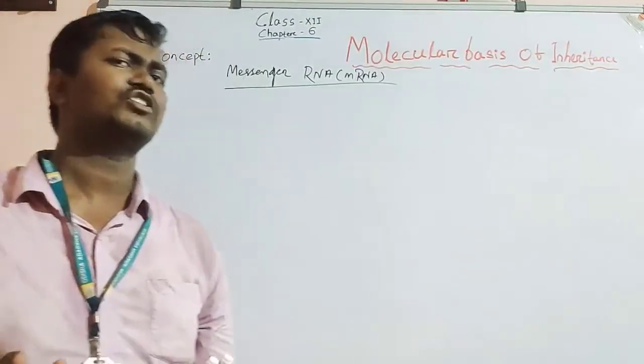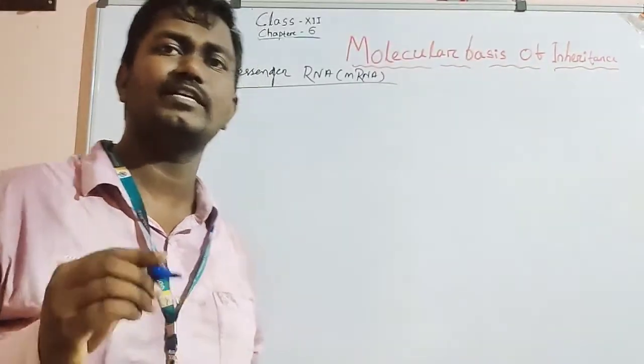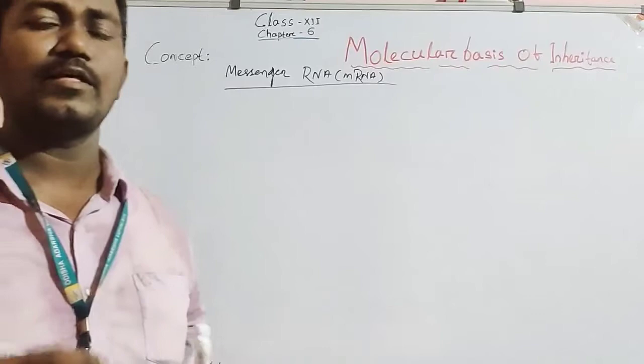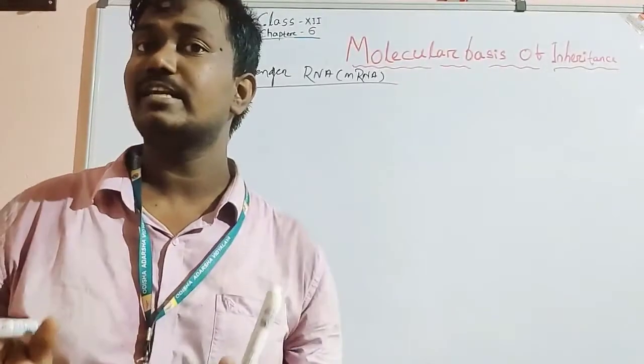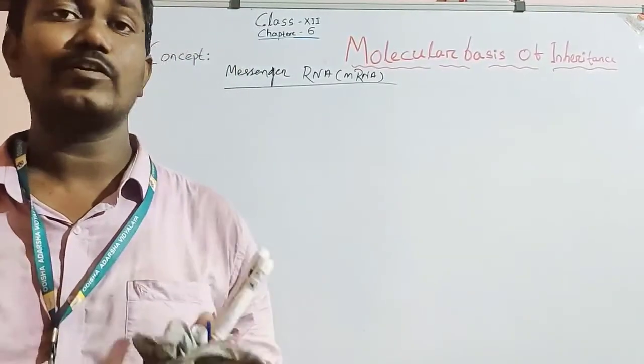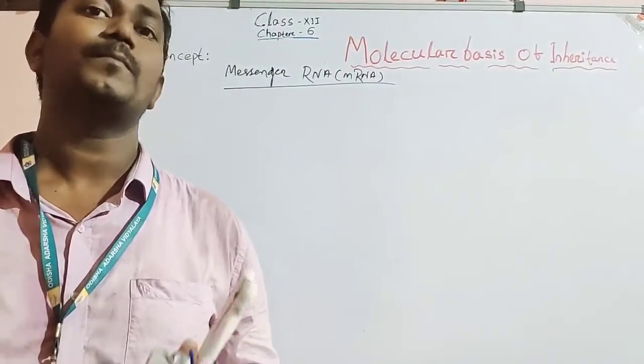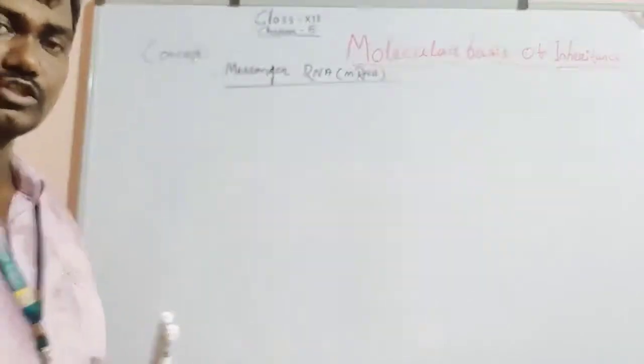2 to 5% of total RNA in the cytoplasm is messenger RNA. The main function of messenger RNA is that it brings coded genetic information from DNA for synthesis of a particular polypeptide. Let's come to its structure.